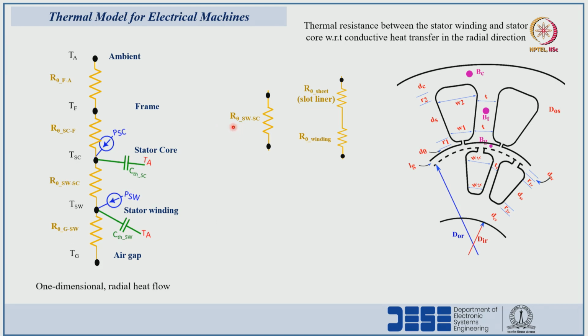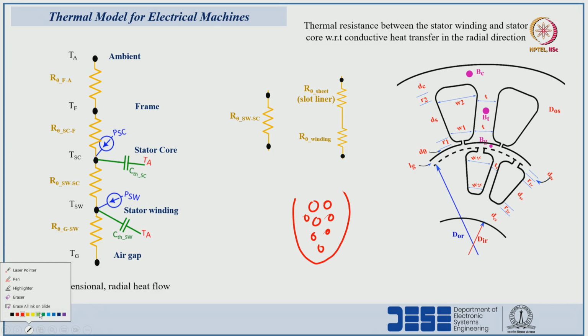How to calculate the thermal resistance between the stator winding and the stator core, between this node and this node. Stator winding to stator core means the stator winding is placed in the slot, right. This is a slot. Here windings or coils are placed. Here the slot liner will be there. This is the slot liner, right, which will insulate the electrical conductors and the magnetic core. So, this green color one is the slot liner.